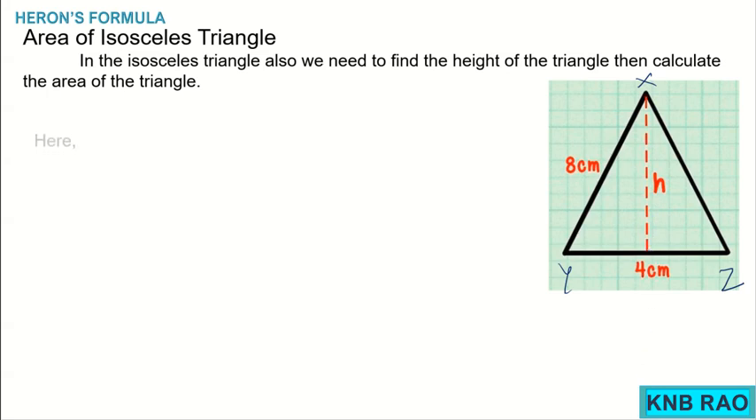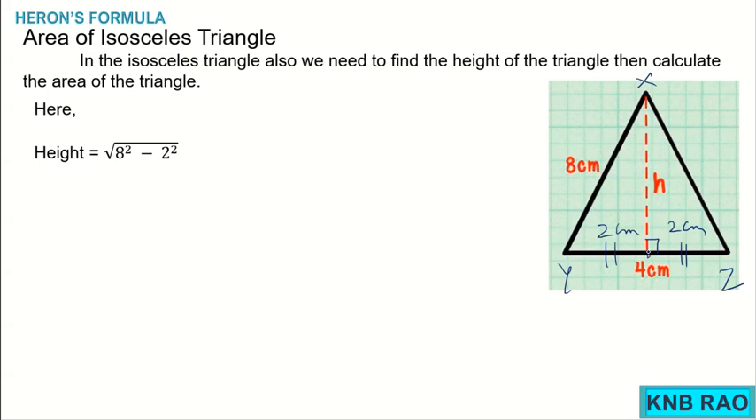Let us see. Here, height is root of 8 square minus 2 square. How has it come? You know, from a common point of equal sides, if I drop a perpendicular, it acts as a median also. That means this 4 centimeter YZ is divided into two halves, 2 centimeter and 2 centimeter.